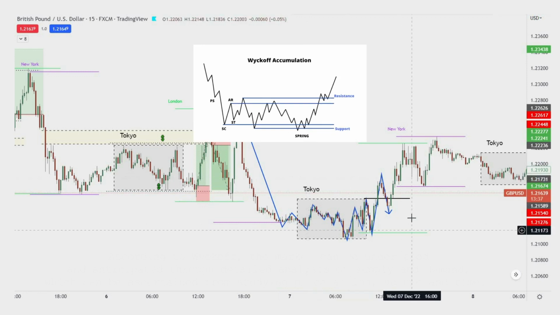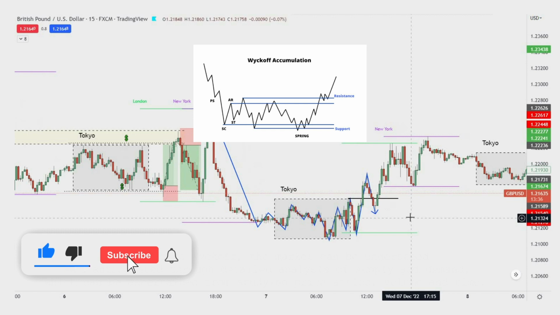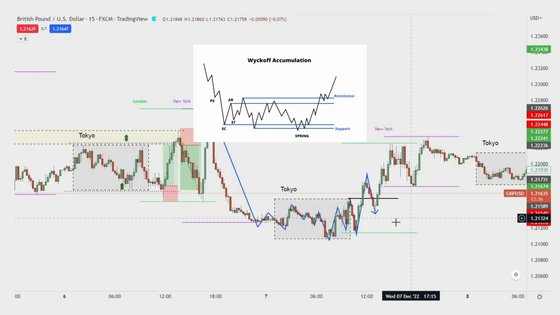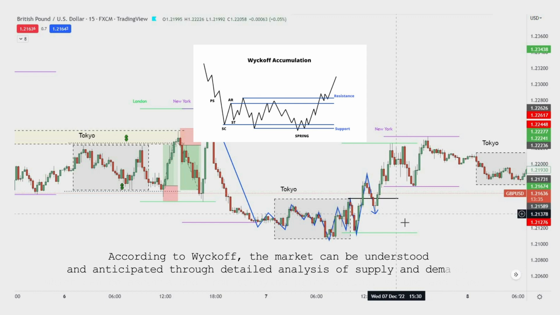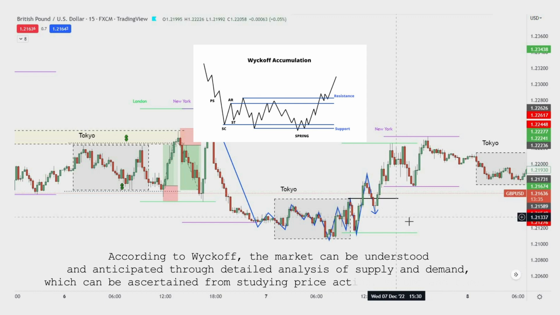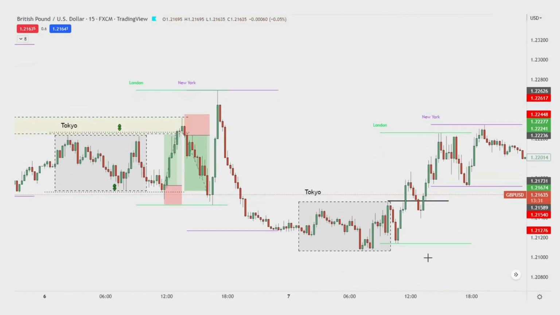I have mentioned in previous videos, Richard Wyckoff is considered one of the five titans of technical analysis, along with Dow, Gann, Elliott, and Merrill. The supply and demand strategies, smart money and stuff like that, are based on his principles. According to Wyckoff, the market can be understood and anticipated through detailed analysis of supply and demand, which can be ascertained from studying price action, volume and time. So, we can expect a reversal during the London session.